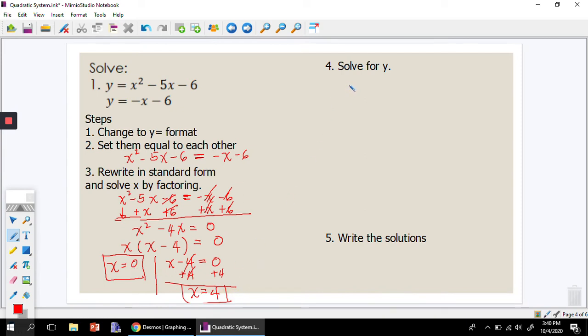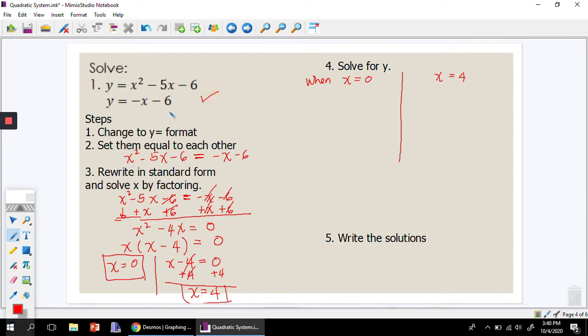Now it's time for us to solve for y. How do we solve for y? I will use the values of my x. So I will solve for y when my x is equal to 0 and when x is equal to 4. How do I solve for y? I will just choose between these two equations. Of course, when you are choosing an equation, just choose the simpler one, or the one that is easy to solve.